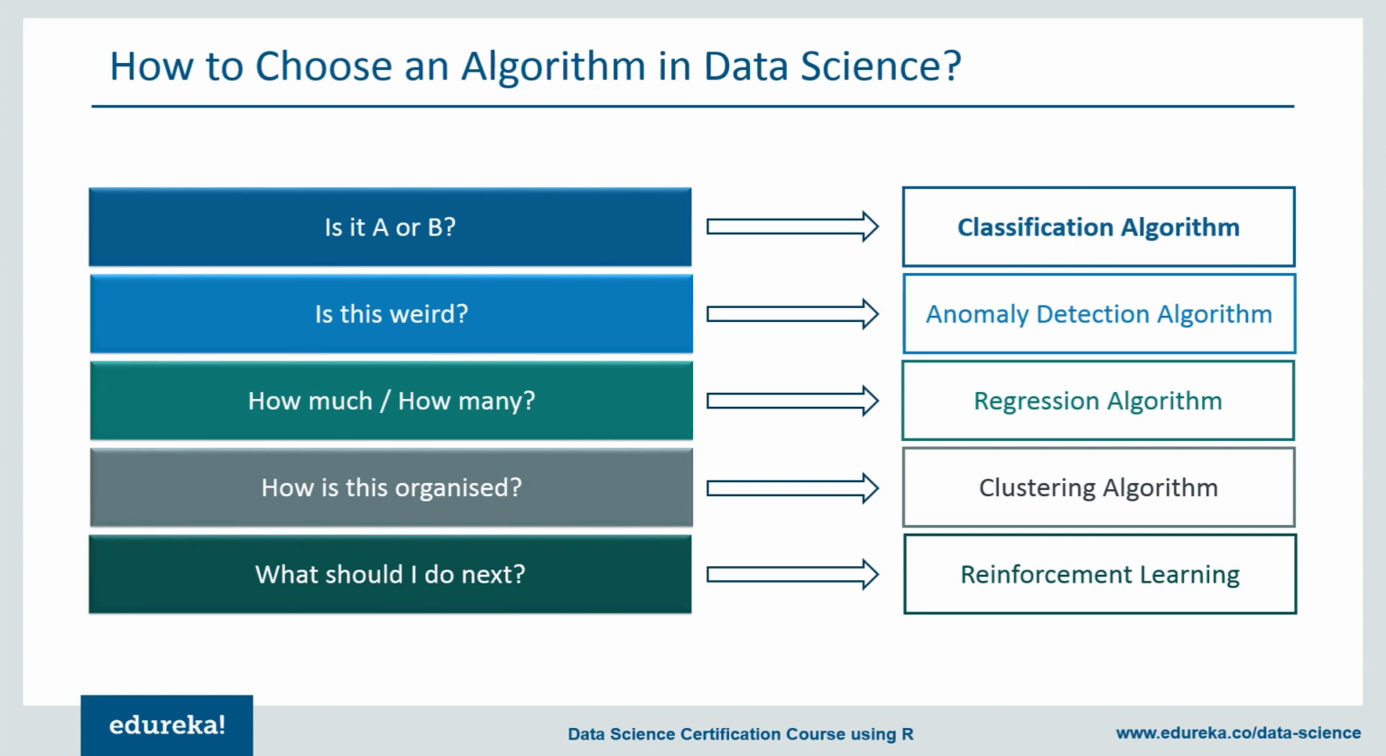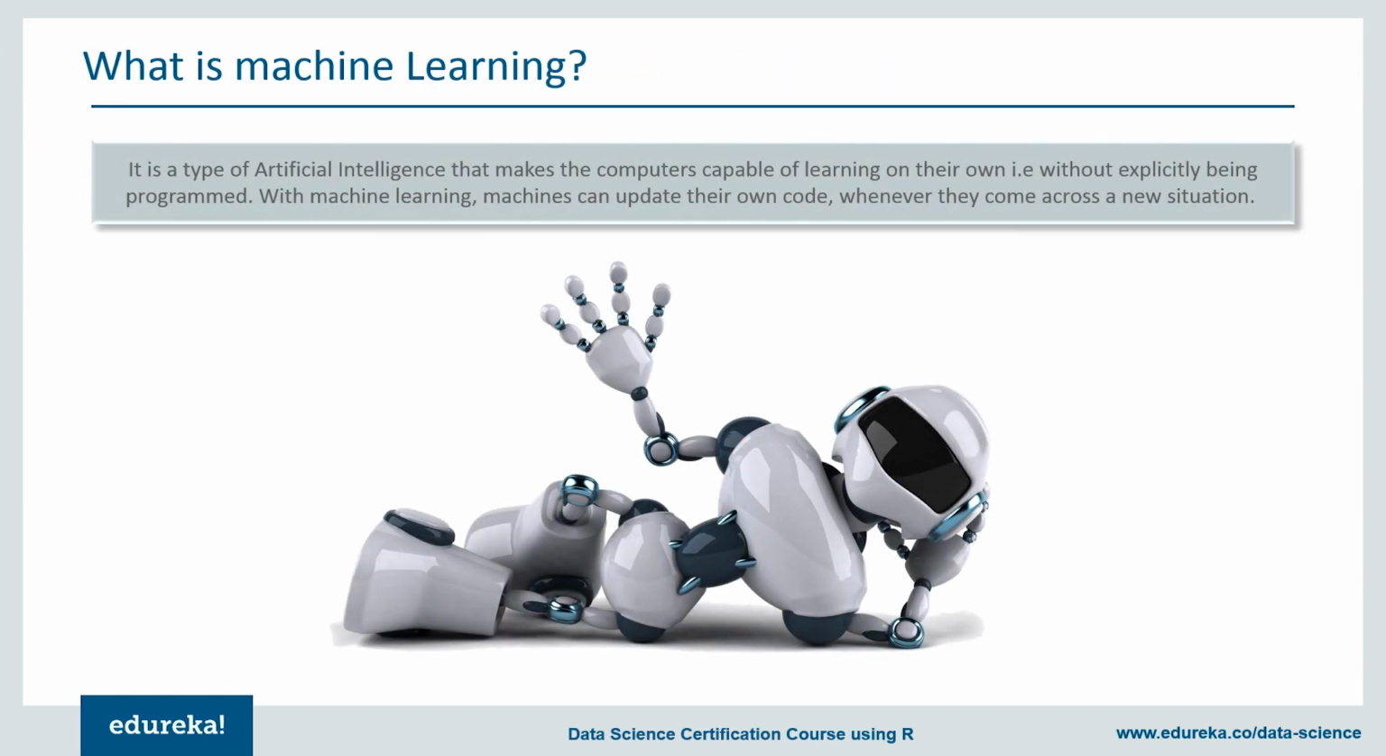Now the algorithms that we learned involve a common learning practice, right? So we are making a machine learn. So this is called machine learning. It's a type of artificial intelligence that makes computers capable of learning on their own, that is, without explicitly being programmed. With machine learning, machines can update their own code whenever they come across a new situation.